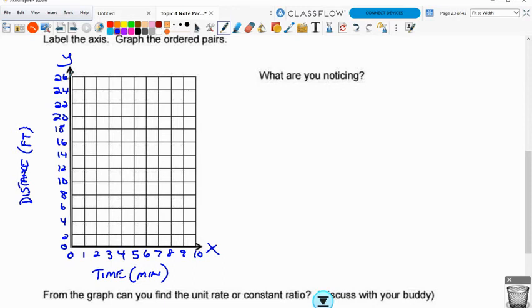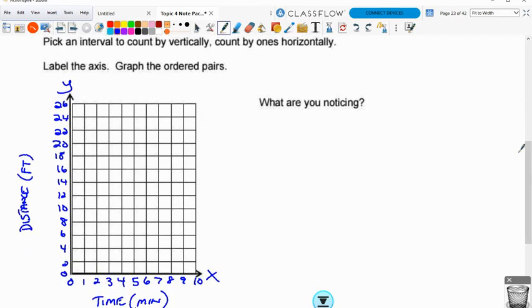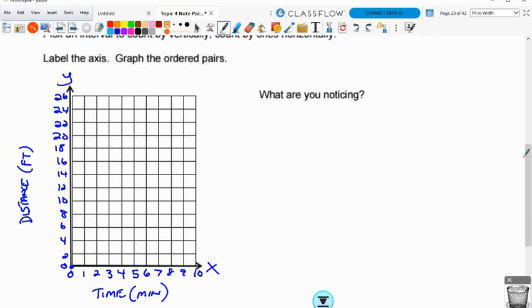Now we can plot our 5 points. So our first point was the origin at 0, 0. So we'll put a dot right there. Our next point was at 1, 6. So I'm going to move right 1 unit from the origin and up 6. Our next point was at 2, 12. So I'm going to move to the right 2 units and then up 12.